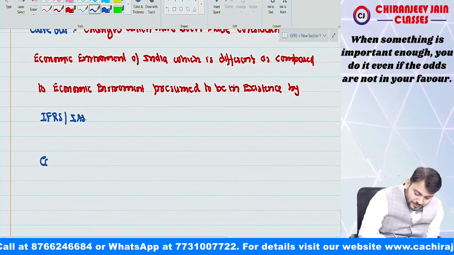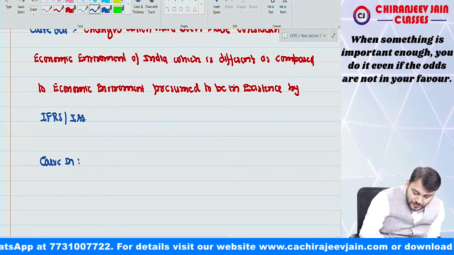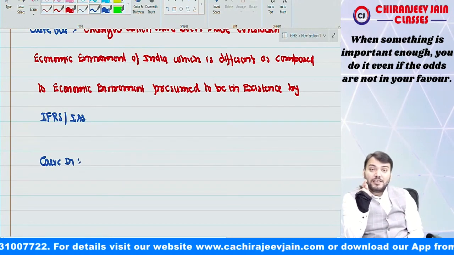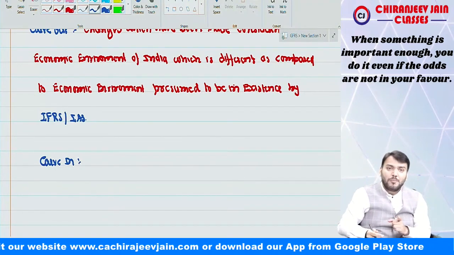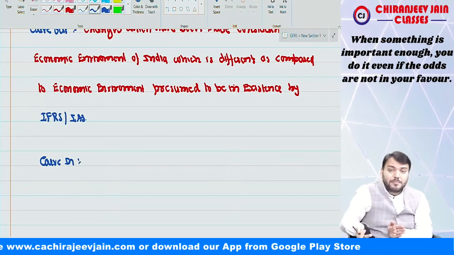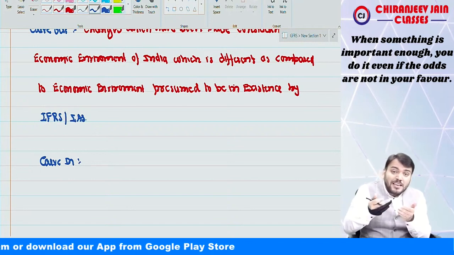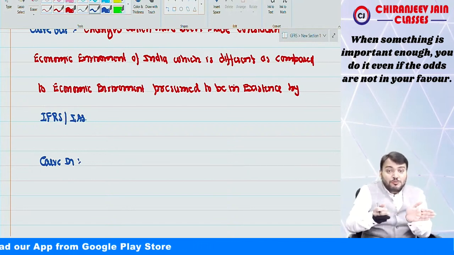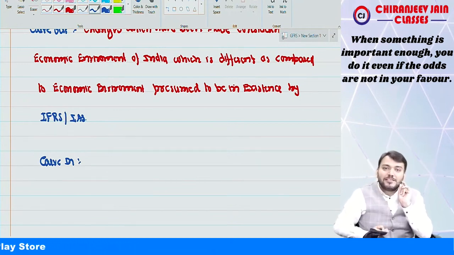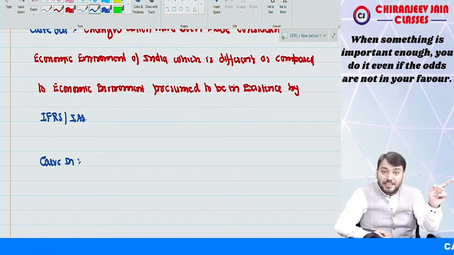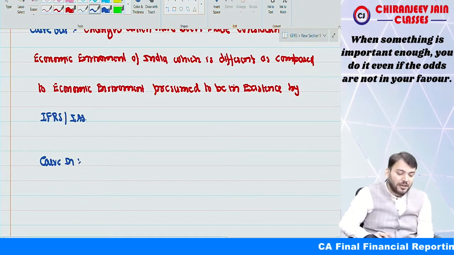What is carve in? There is only one carve in that you have done under Ind AS 103. That is business combination under common control. So whenever additional guidance is given over and above what is given in IFRS, that is, additional guidance which is given in Ind AS which was not in IFRS, that is known as carve in. There is only one additional guidance that has been given, that is Appendix C to Ind AS 103. Correct? That is business combination under common control. Write it down.